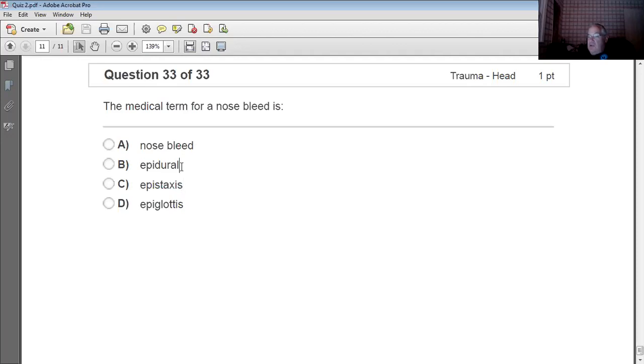An epidural is something your wife may have had at some point when she was giving birth. It's basically an injection into part of the spine so that they numb the pain. And the epiglottis, everything's above, so the epiglottis is the flap-like structure that protects the trachea from food or water going into it.